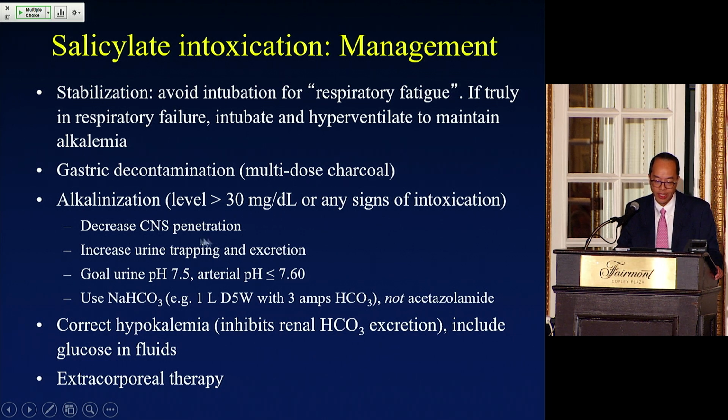If the patient has AKI or advanced CKD, you can alkalinize the blood but not make the urine pH go up. But if you can get the urine pH up, ideally as high as 7.5, you would trap salicylate in the urine and increase its excretion. So this is alkaline diuresis. And we generally use isotonic bicarb drips to do that.